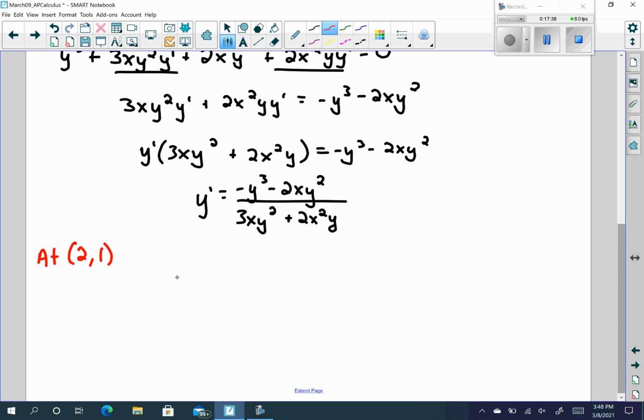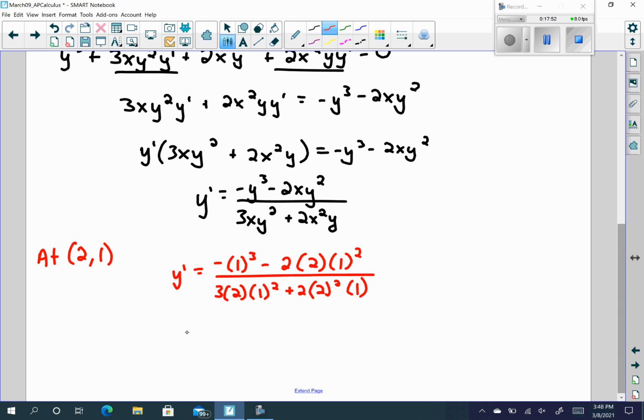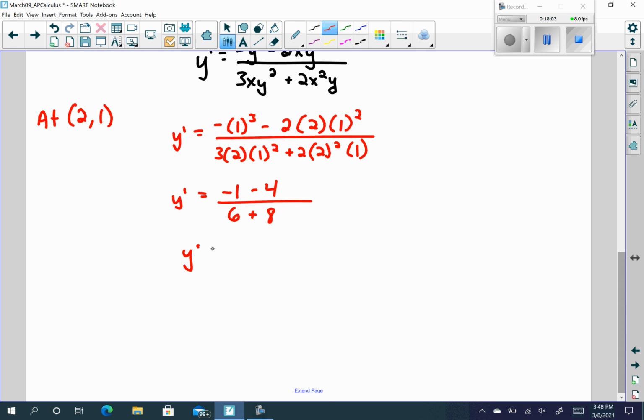So again, we're looking at 2, 1 very carefully. We're going to get the opposite of 1 cubed minus 2 times 1 squared over 3 times 2 times 1 squared plus 2 times 2 squared times 1. So up top, we're going to have a negative 1 minus 4. In our denominator, we'll get a 6 plus 8. So this will give us negative 5/14. And that was answer C.